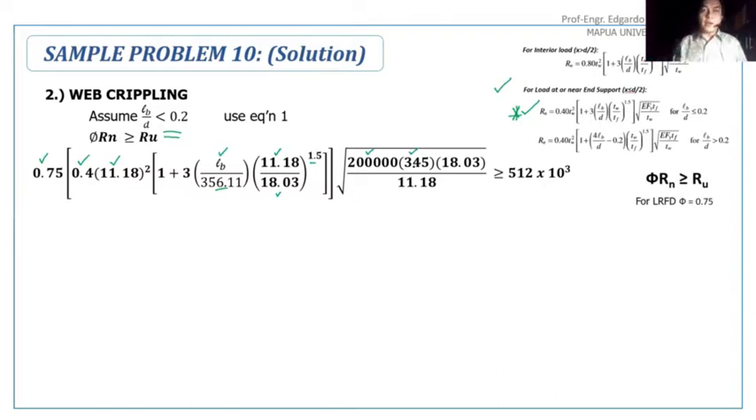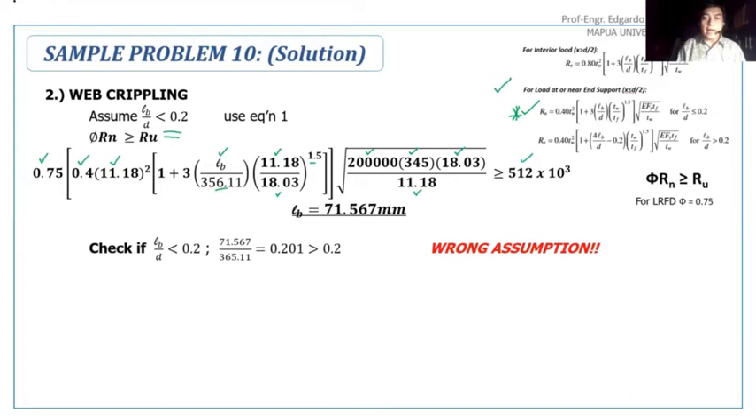Kasi we are considering web crippling. And web crippling, yung web dito is part of the beam. Kaya Fy to ng beam, 345. Times thickness of the flange, 18. Divided by thickness of the web, 11. Tapos equate mo siya sa RU. Yung RU, yung calculated ultimate load natin. So from this quite long equation, we could solve for L sub B. So ang L sub B natin na nakuha ay 71.56.